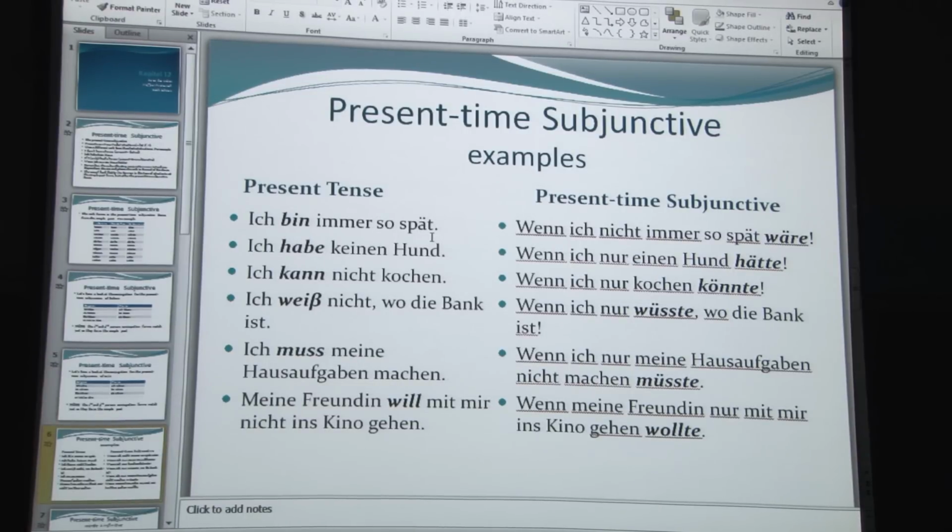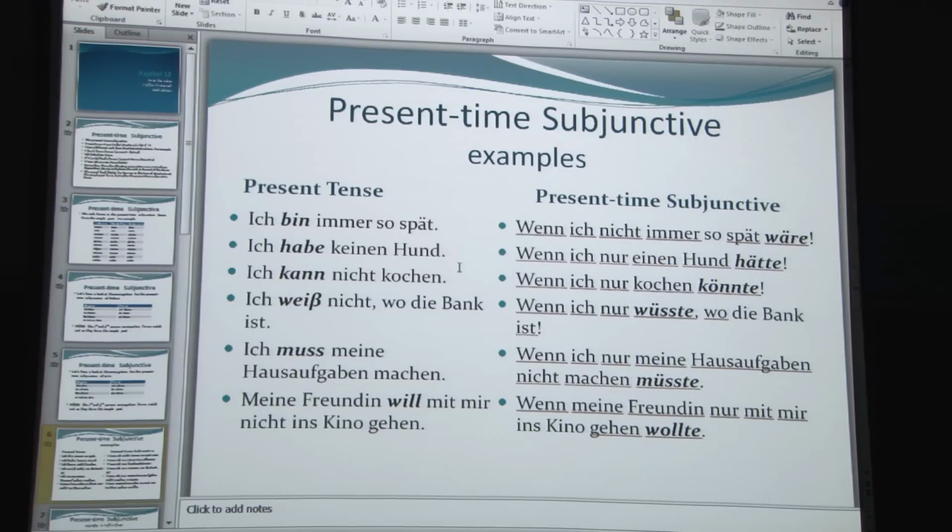Ich bin immer so spät. That is not true for me, by the way. Ich bin fast nie spät, ja? Und ja, was wünsche ich mir? What is my wish? Oh, wenn ich nicht immer so spät wäre. That's also not true here for me.